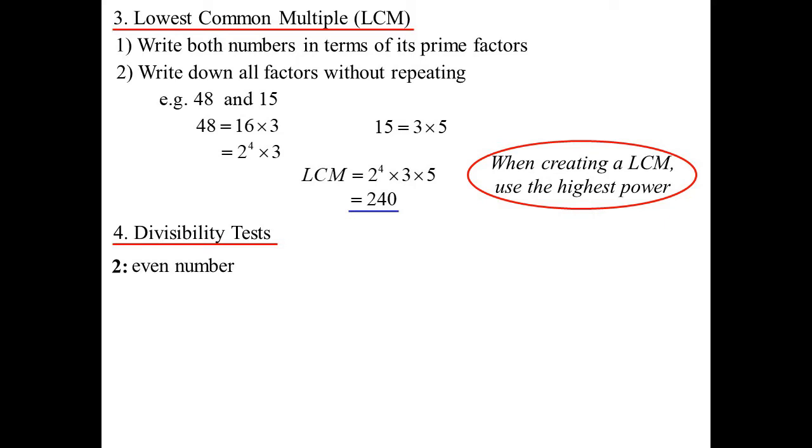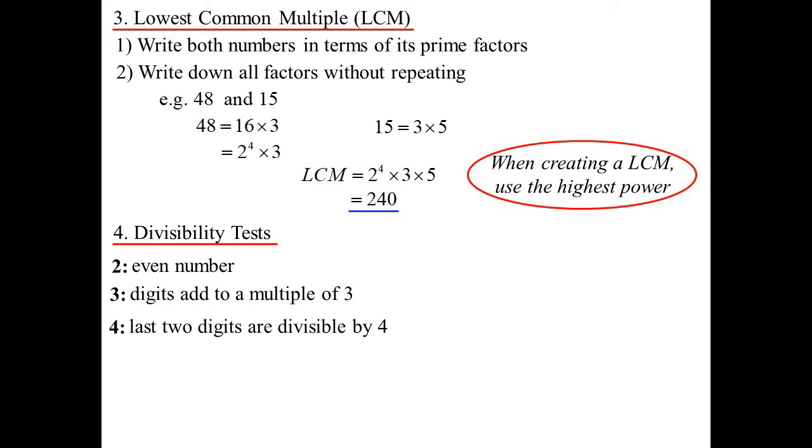Even number. 3: sum of digits is divisible by 3. Correct. The digits add to a multiple of 3. 4: last 2 digits are divisible by 4. Oh, you're going to have to get quick for this one. 5, anyone? Last digit is 0 or 5. 6: good, because then it's divisible by both 2 and 3, thus divisible by 6. So it satisfies both of those tests.